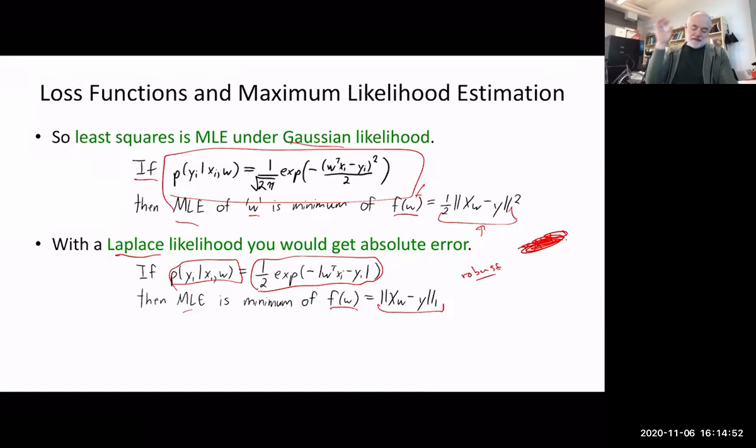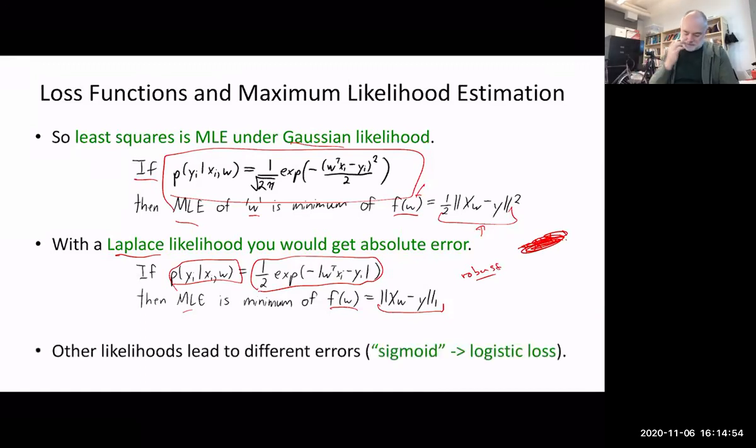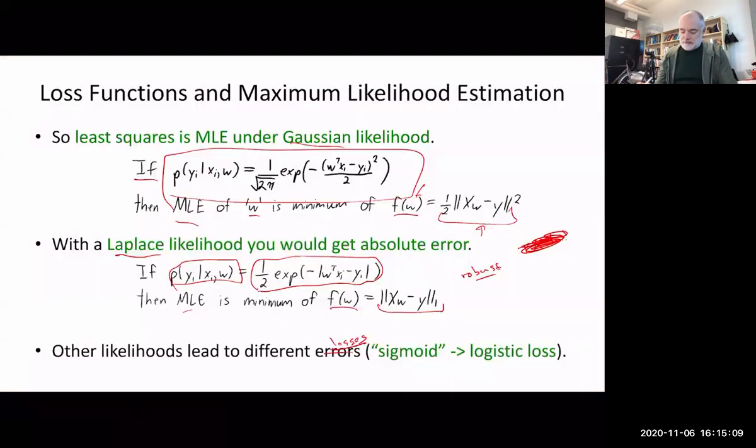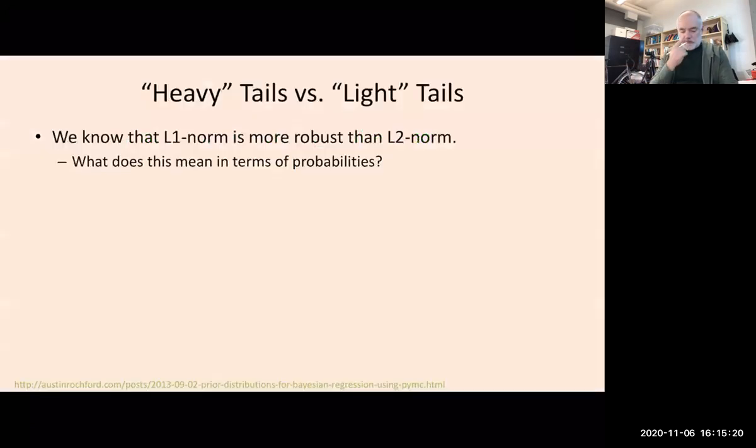Anyway, so yeah, it's robust regression, right? And the point is that other likelihoods lead to different errors and losses, okay? Sigmoid gives rise to the logistic loss, okay? We'll talk about this, right? So why does this distributional assumption give rise to what we discussed as a robust regression loss before? Like, what's the interplay between the two of them?